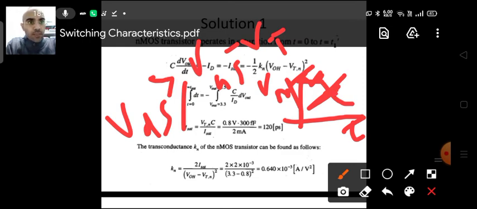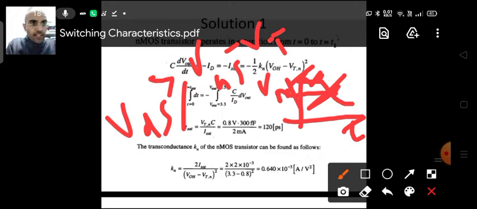Why? Because at this particular point, VDS is equal to VGS minus VT, and in this case this point is 2.5 volts. So till the output falls to 2.5 volts, the transistor will keep working in the saturation region. So the NMOS transistor works in the saturation region from 3.3 volts to 2.5 volts. Thereafter, from 2.5 volts onwards it will work in the linear region. So we have to find this delay time. We'll see how to find it.